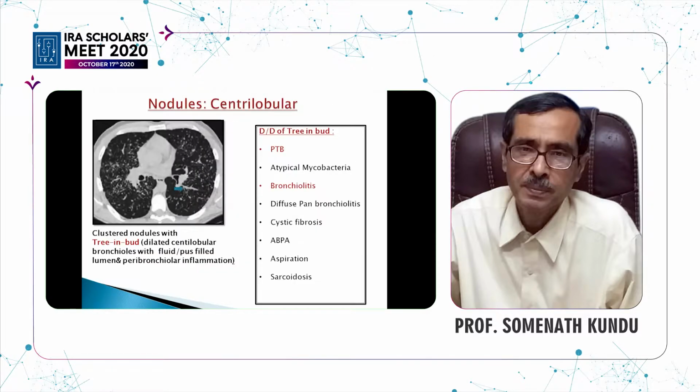Centrilobular nodules, the clustered nodules, and the classical tree-in-bud appearance. Tree-in-bud appearance means the dilated centrilobular bronchioles filled with either fluid or pus, the bronchial lumens with peribronchial inflammation. Presence of tree-in-bud appearance is not only a very important HRCT feature of tuberculosis, it is regarded as one of the active signs of tuberculosis in HRCT. So tree-in-bud is not diagnostic radiologically, it can occur in bronchiolitis, it can occur in sarcoidosis, in cystic fibrosis, and allergic bronchopulmonary aspergillosis. So these are centrilobular nodules.